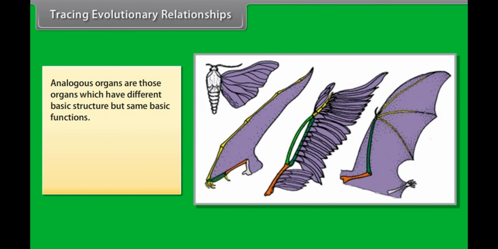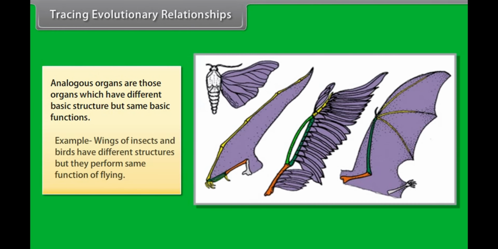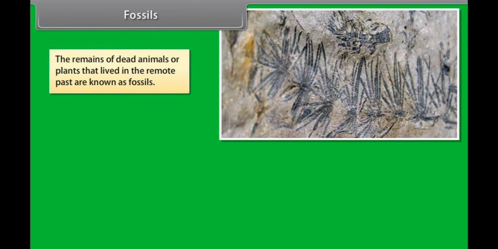Analogous organs are those organs which have different basic structure but the same basic functions. Example, wings of insects and birds have different structures but they perform the same function of flying. Fossils. The remains of dead animals or plants that lived in the remote past are known as fossils.